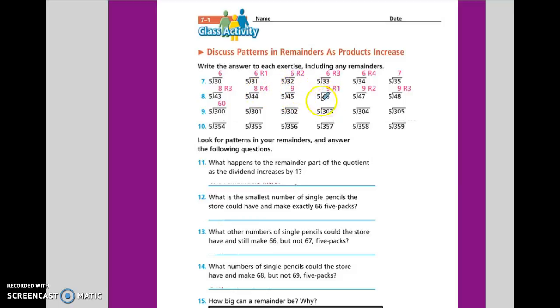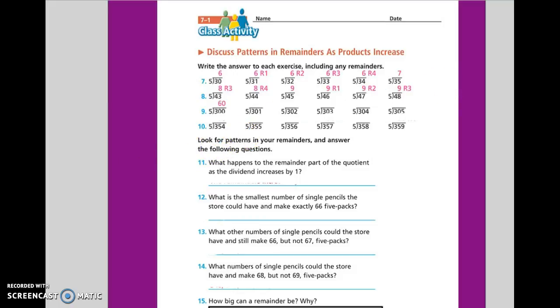But look, now it starts over. 5 into, remember 45 was 9, but now it's 46. We have a remainder of 1. 5 into 47 is 9 remainder of 2. And 5 into 48 is 9 remainder of 3. So the pattern starts over. These patterns will help you a ton when you're working on your homework today. So I want you to keep that in mind.